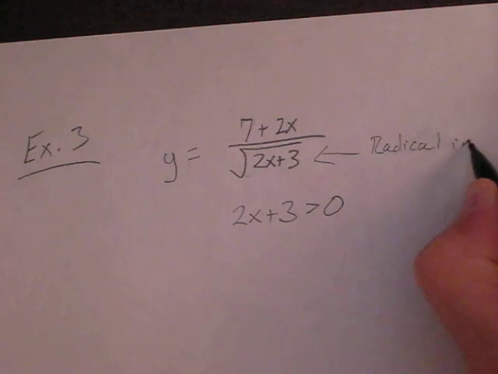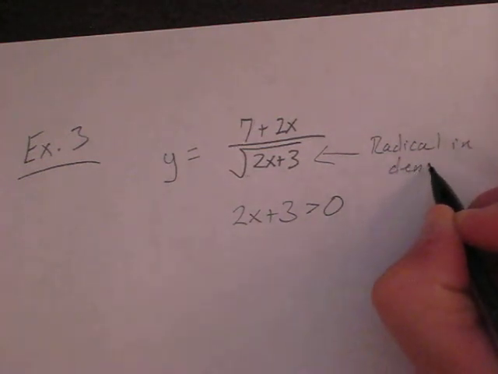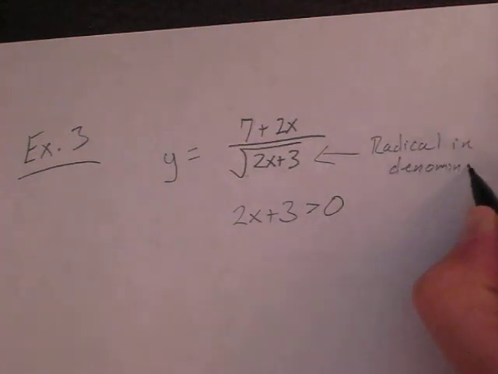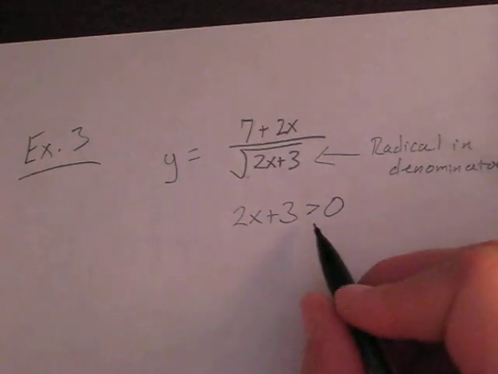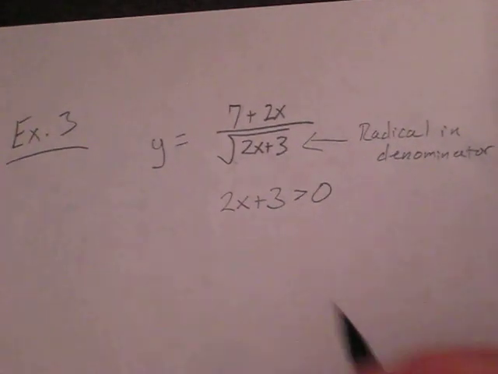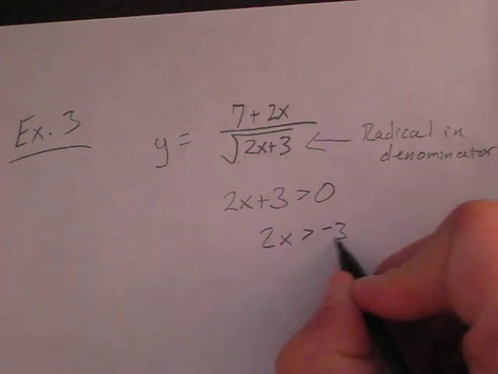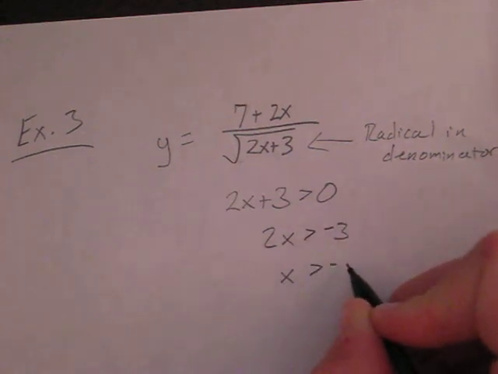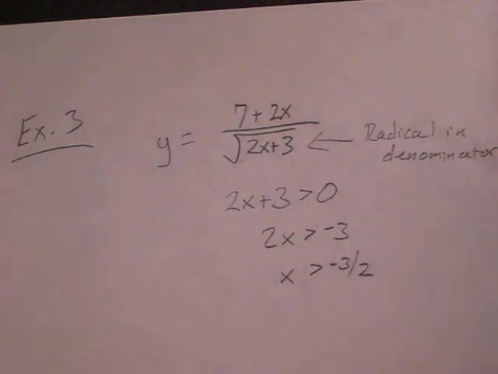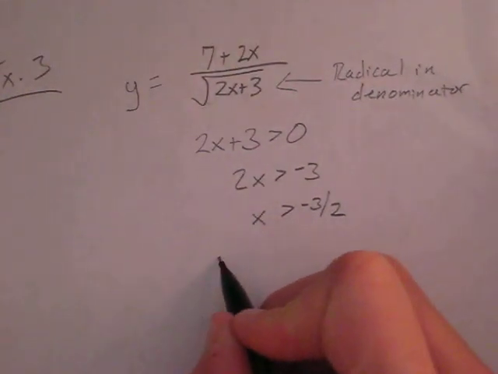Anytime that happens, the denominator cannot be equal to 0, so it's just greater than. Now this is just like before. We're going to solve it. We're going to say 2x has to be greater than -3 and x has to be greater than -3/2. So we've solved that linear inequality.